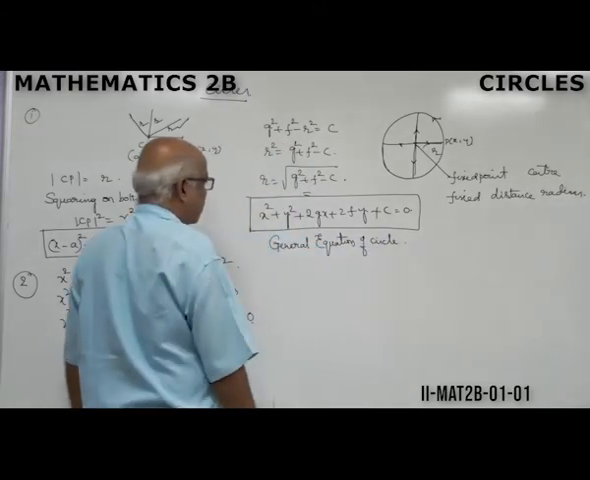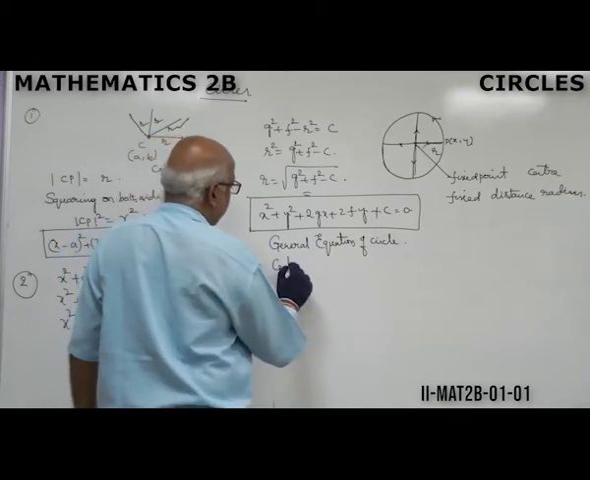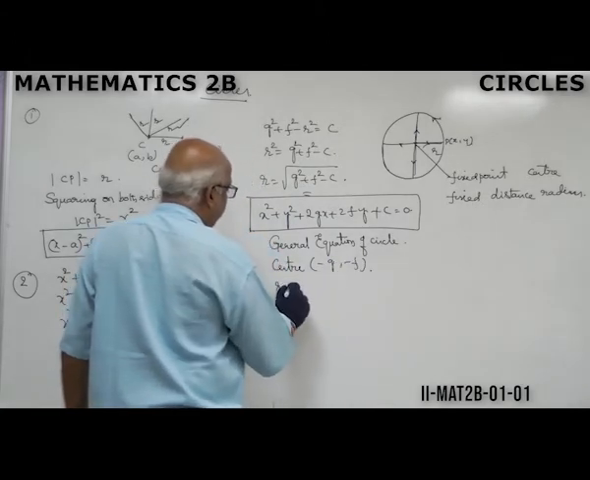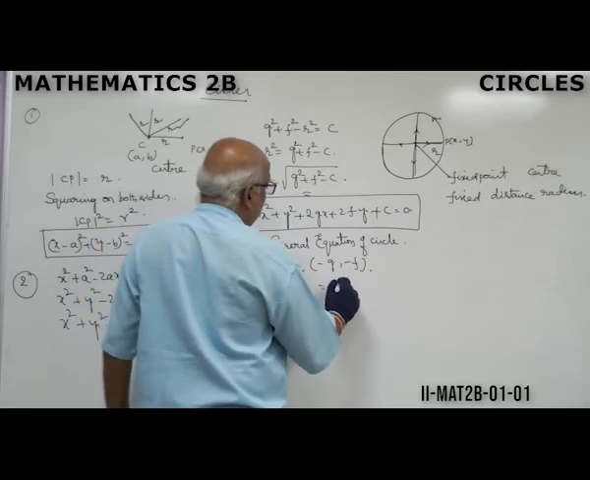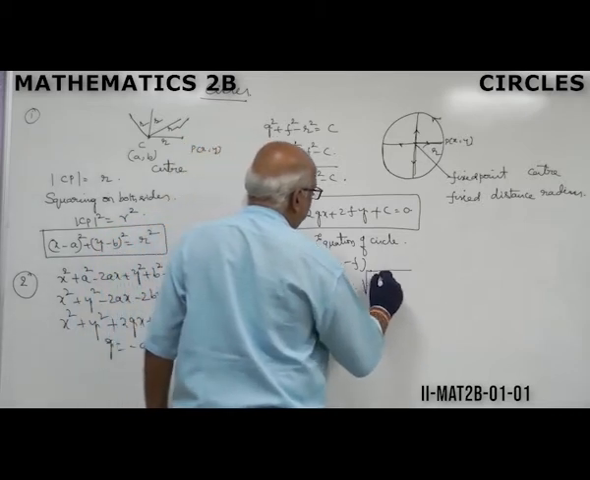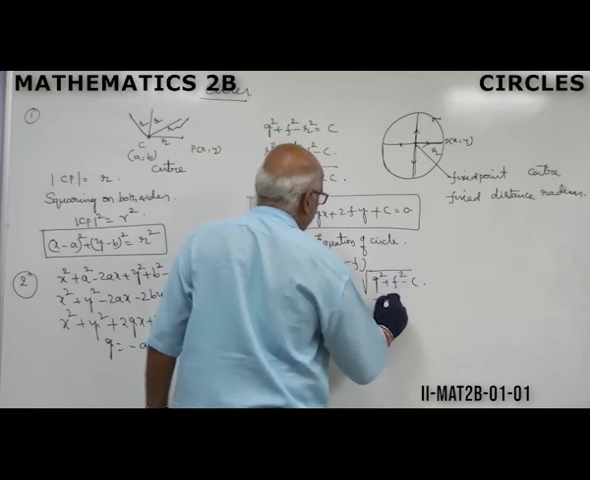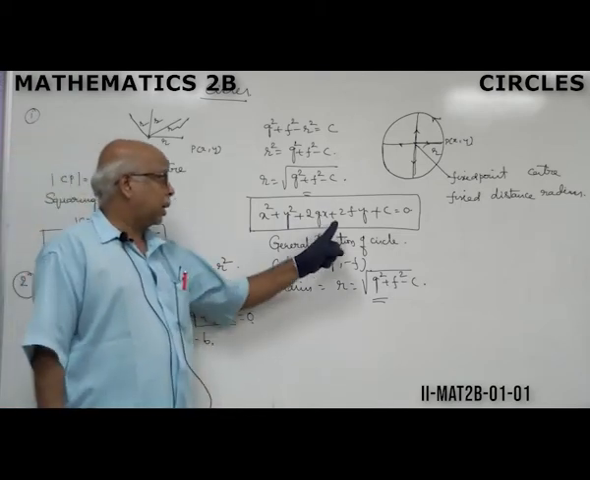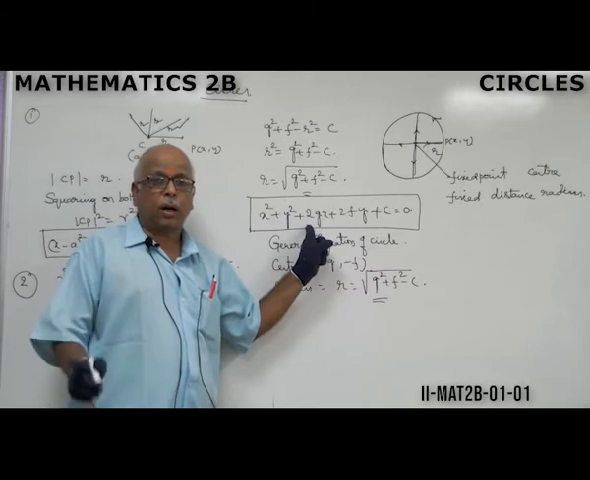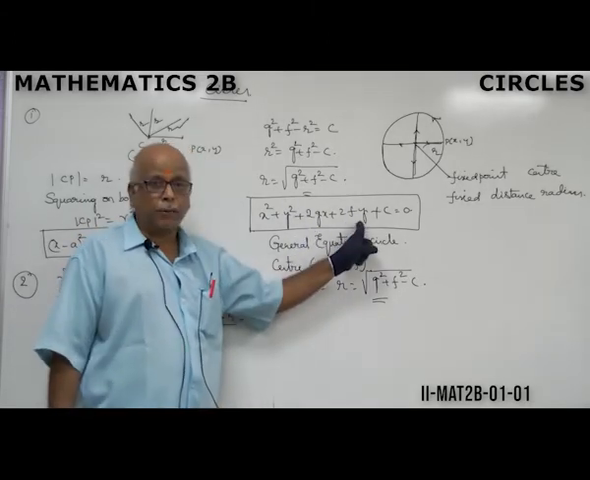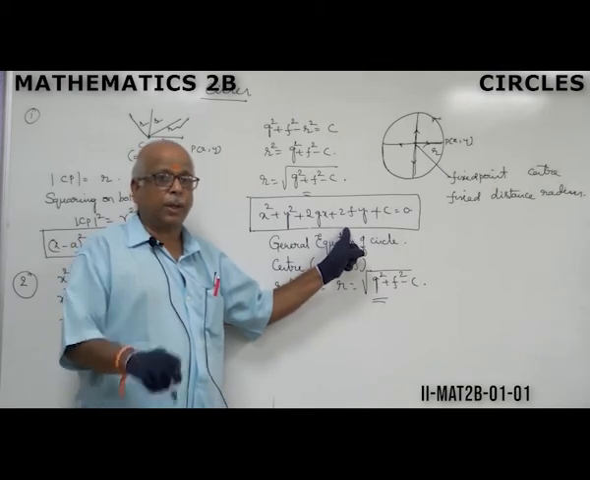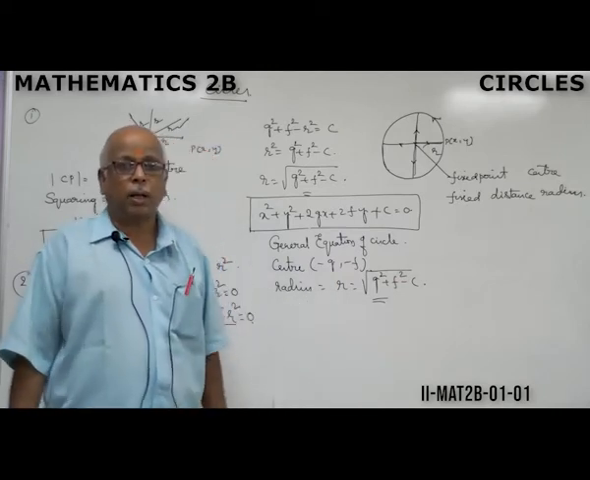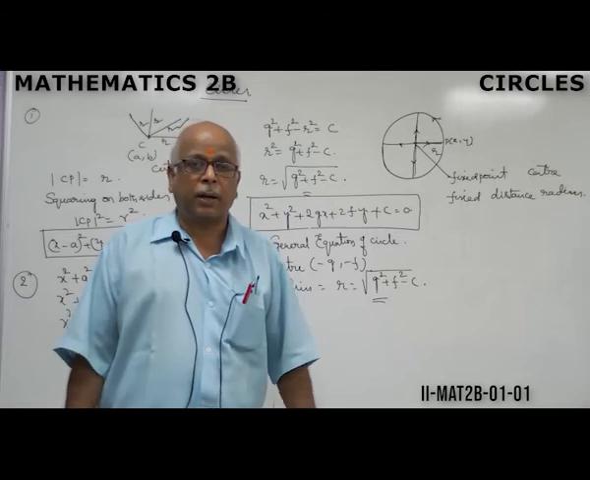General equation of the circle. Its center coordinates are (minus g, minus f). Radius r equals root of g square plus f square minus c. How to obtain the g value, f value, c value? Here the x coefficient is 2g, half of that will be g. The y coefficient is 2f, half of that will be f. The constant term is c. So r equals how much, sir? Root of g square plus f square minus c.